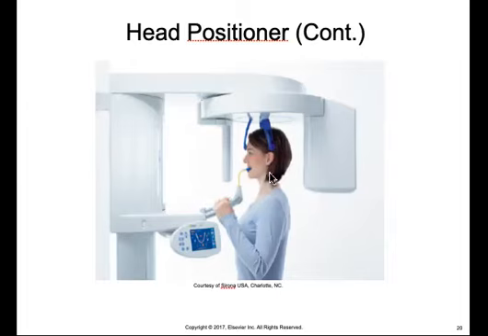Okay, and it's really hard to see in this picture here, but there is a little red laser that runs from this area of the panoramic machine, and it runs horizontal. And so this runs across the Frankfurt line. And the Frankfurt line is this imaginary line from the top of your patient's nose to the top of their ear. And this should be in a completely horizontal line such that it's parallel with the floor.